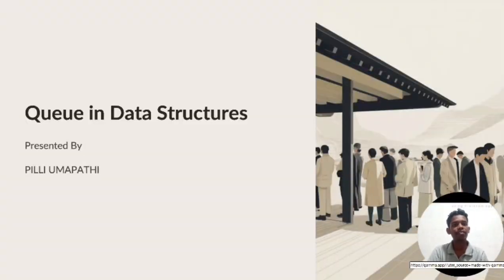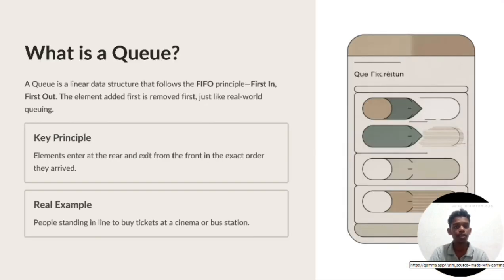I am Umapati and today we'll learn one of the most practical data structures, the queue. What is a queue? A queue is a linear data structure that follows the first in first out principle. That means the first element added to the queue is the first one to be removed.